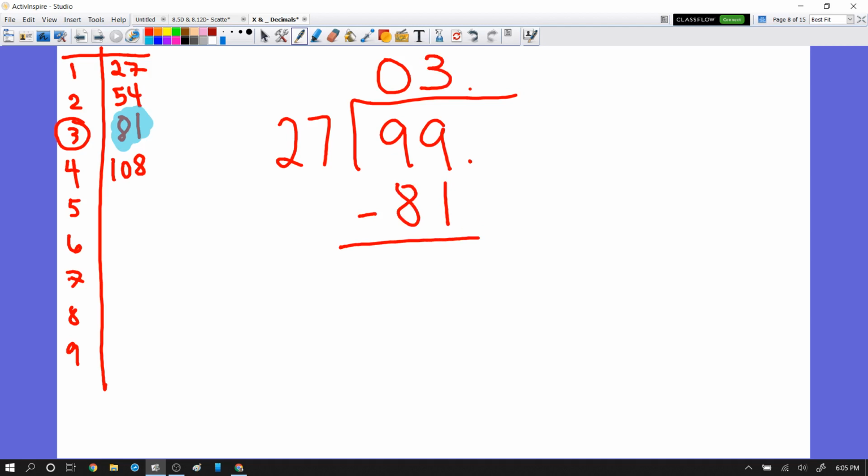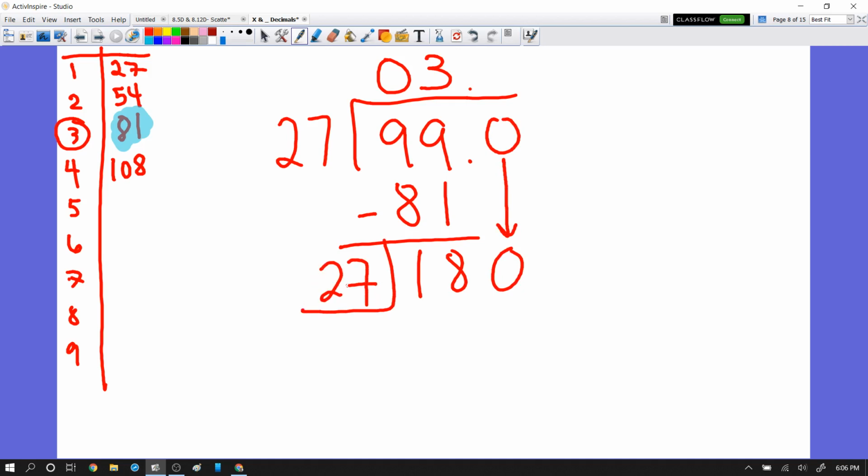This is where you use a calculator. 9 minus 1, 8. 9 minus 8, 1. Anytime there's a blank, we can always put a 0. And every time after we subtract, we always drop a number down. Now we're at how many times can 27 go into 180? That's 135, 162, and 189.